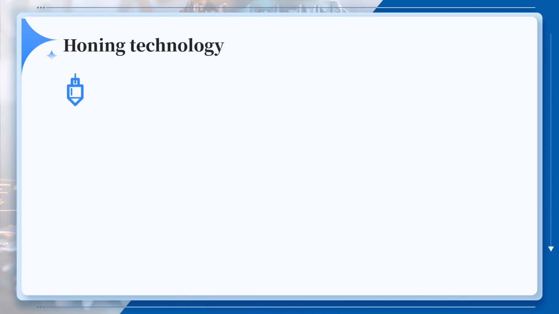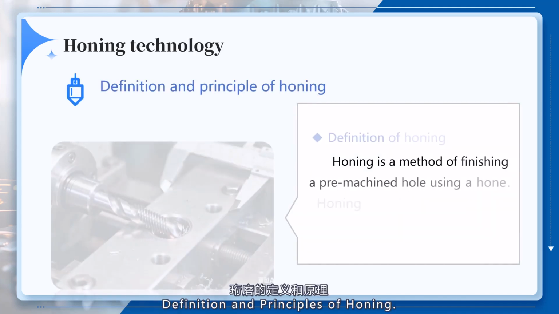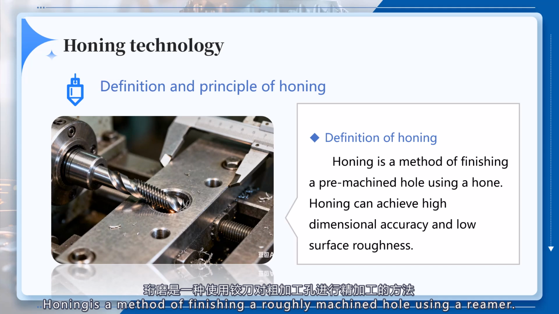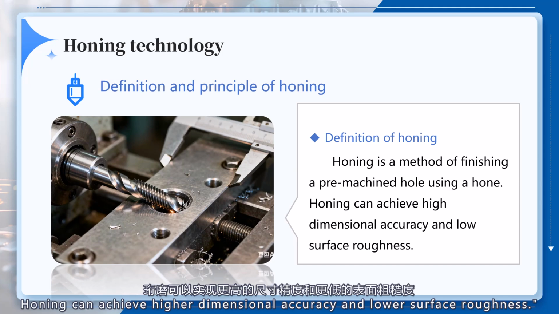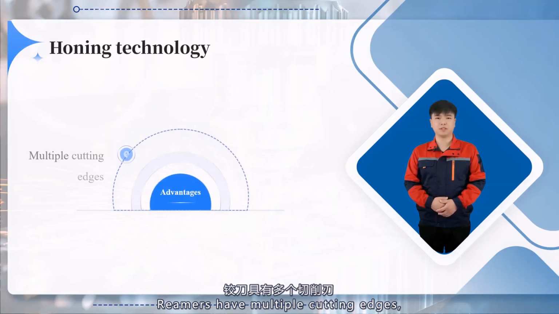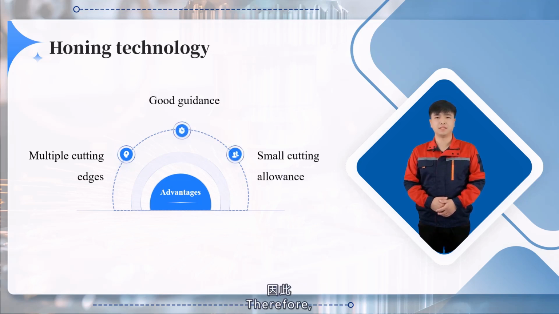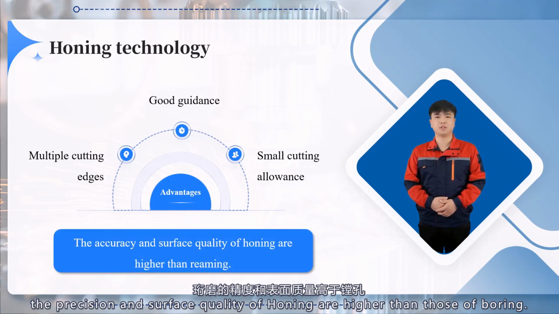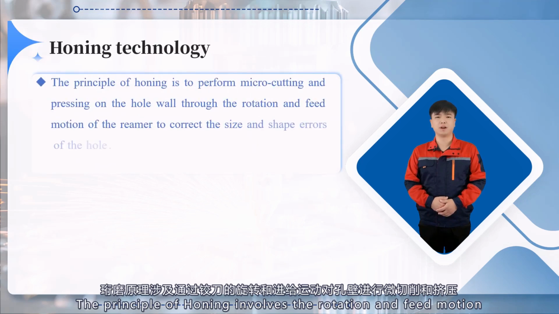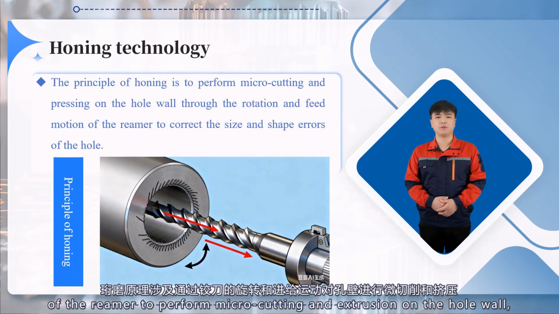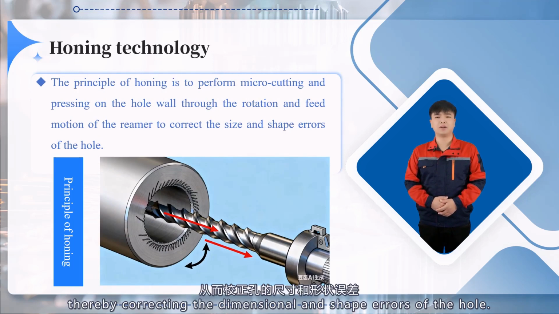Reaming technology. Definition and principles of reaming. Reaming is a method of finishing a roughly machined hole using a reamer. Reaming can achieve higher dimensional accuracy and lower surface roughness. Reamers have multiple cutting edges, good guidance, and a small cutting allowance. Therefore, the precision and the surface quality of reaming are higher than those of boring. The principle of reaming involves the rotation and feed motion of the reamer to perform micro-cutting and extrusion on the hole wall, thereby correcting the dimensional and shape errors of the hole.